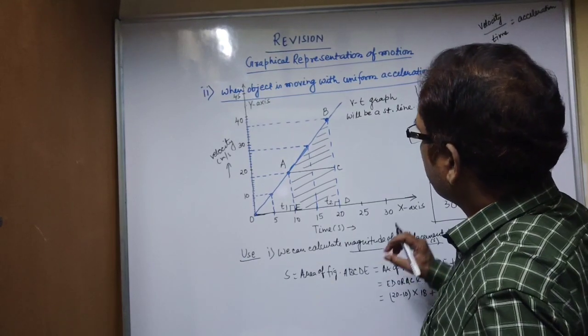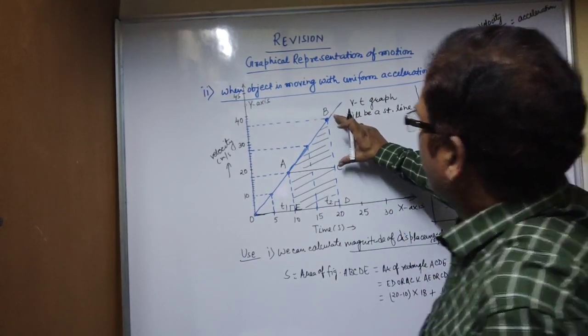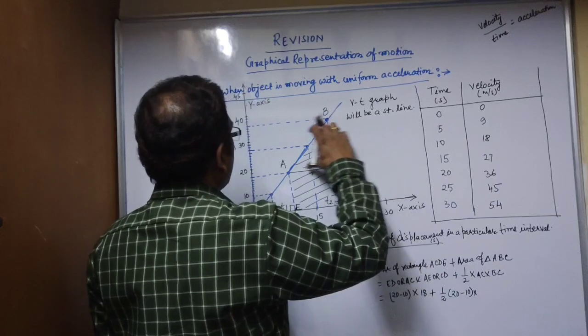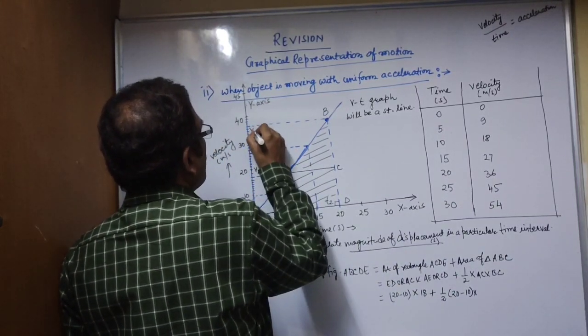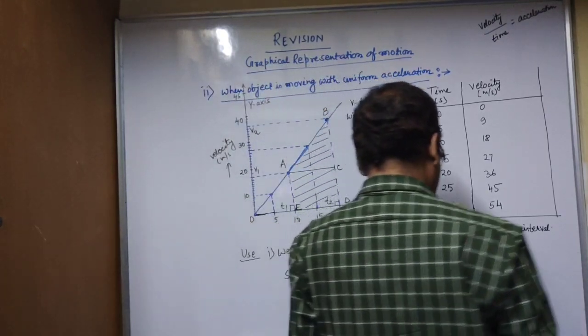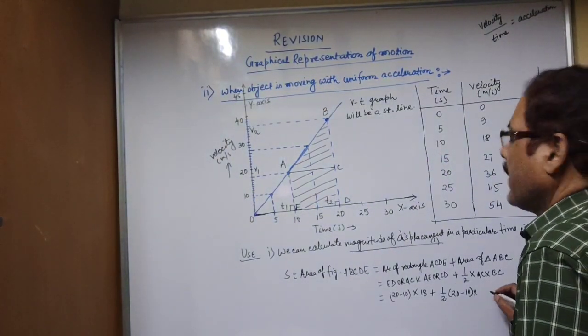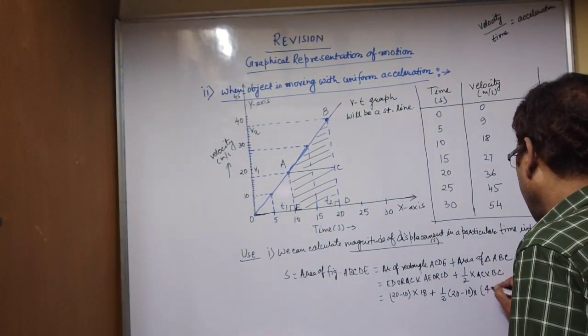and how much is BC? So you can mark BC on this side also. Let it be B1 and B2. So V2 minus V1. V2 minus V1 is 40 minus 20.